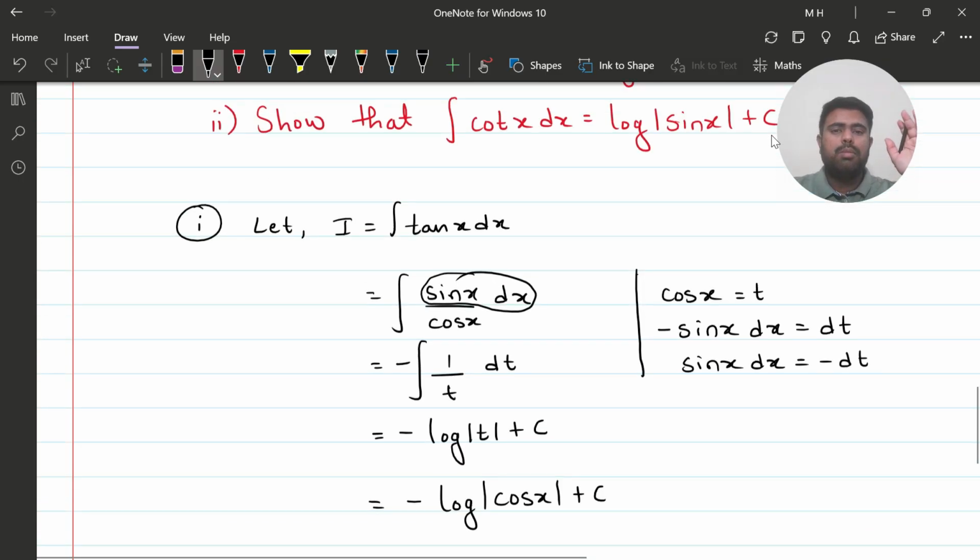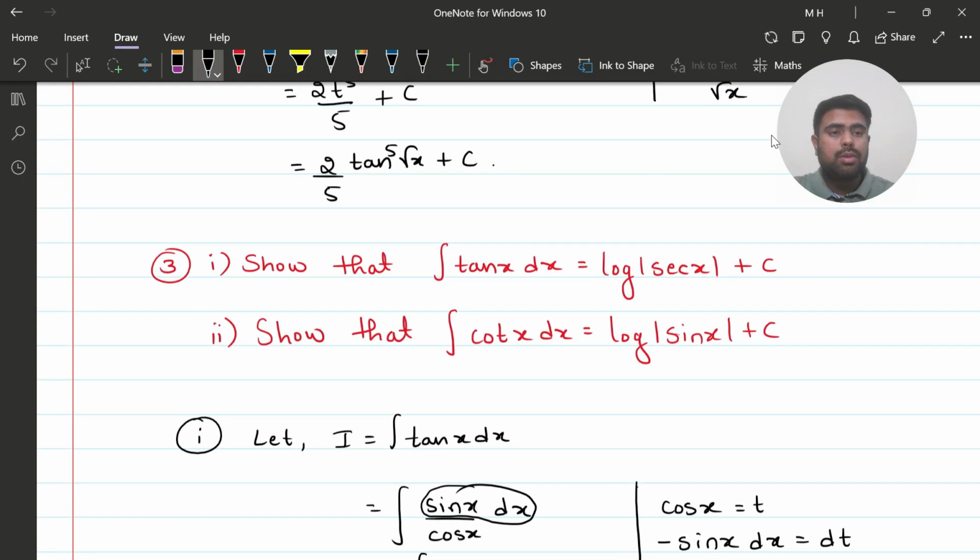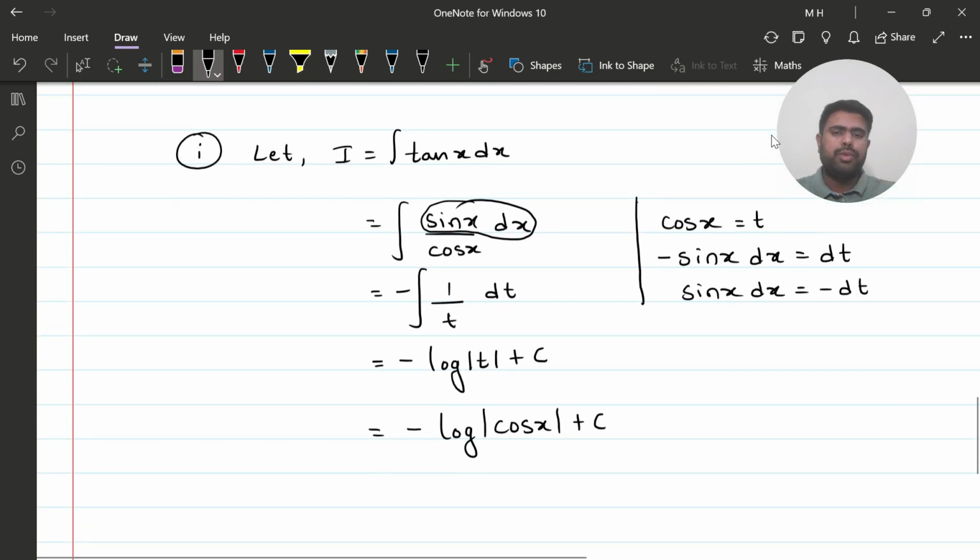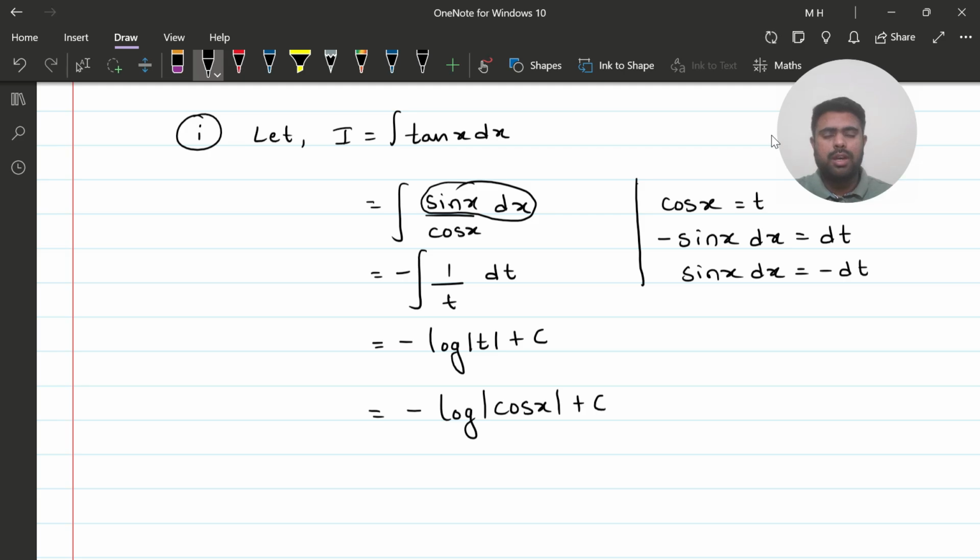This is also fine, but they have asked us to show that it is equal to log mod sec x. When they say prove it, we have to prove it, that is, we must express it in that form. We have no other option. So we will use the property of log.